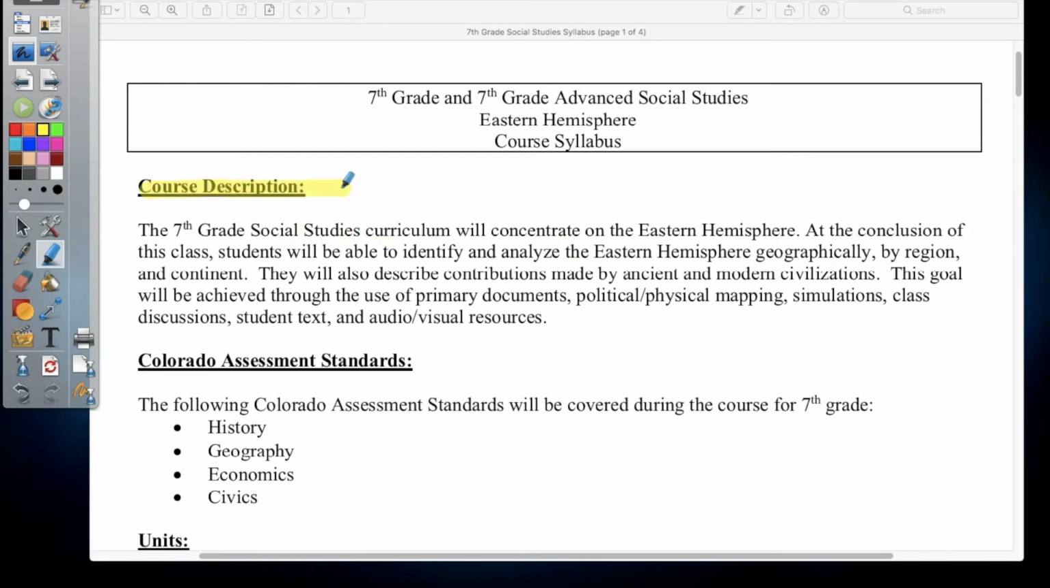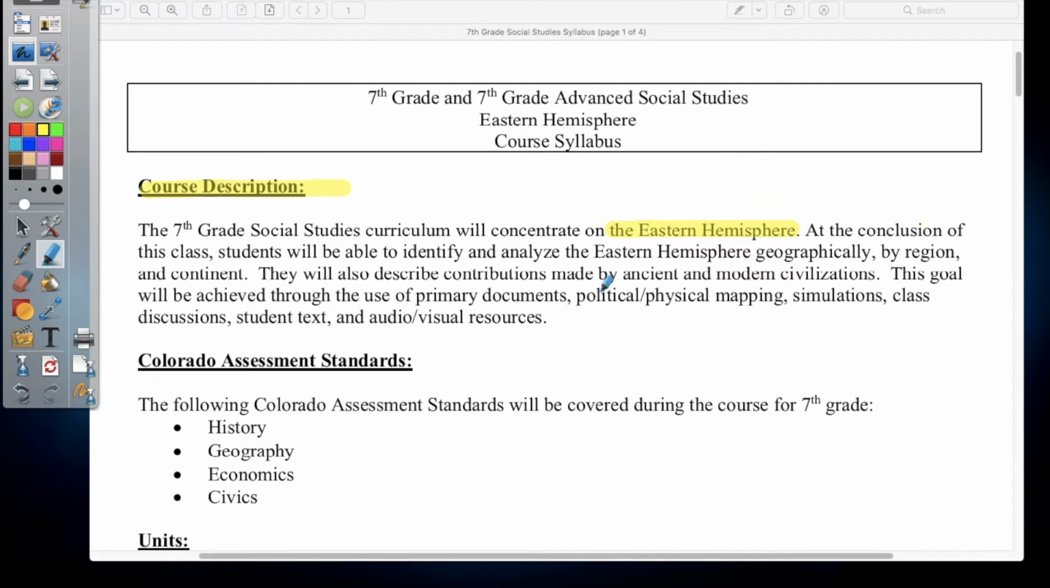First of all, let's talk about your course description. It says this year, the 7th grade social studies curriculum will concentrate on the Eastern Hemisphere. Like I said before, you looked at the Western Hemisphere last year with North and South America. This year, you're looking at the other half of the planet: Europe, Asia, Africa, Australia, as well as parts of Antarctica.